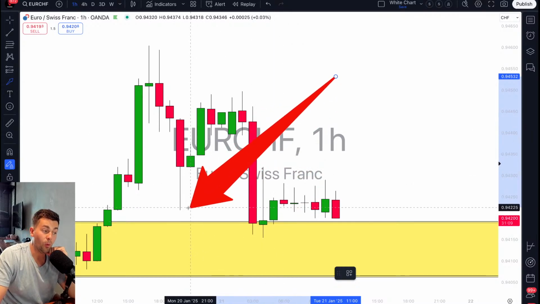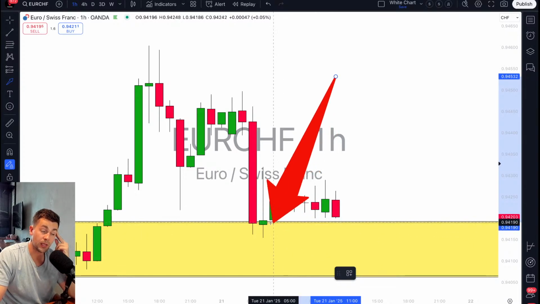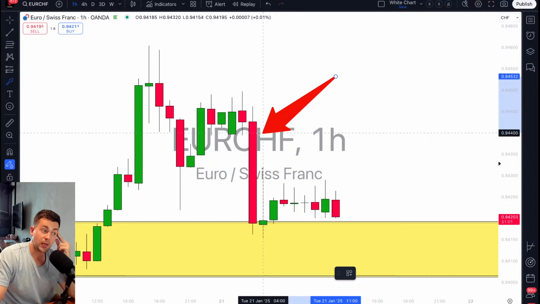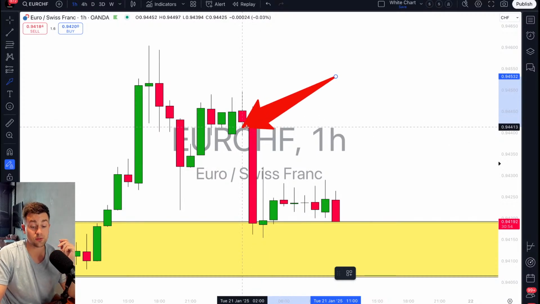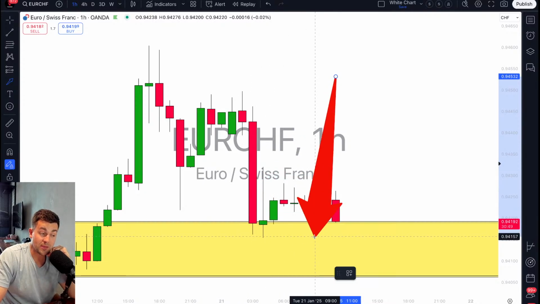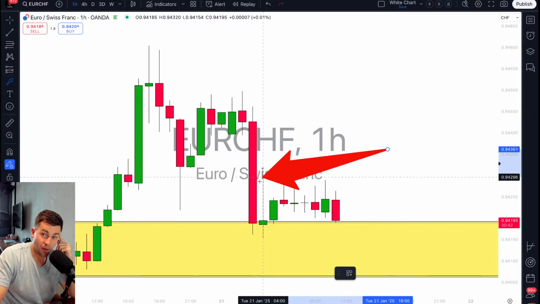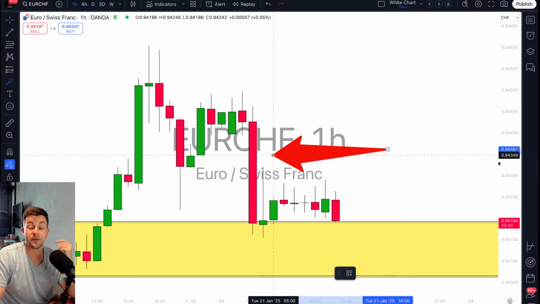And before the price tested our significant horizontal daily support, we formed a huge high momentum bearish candle. A huge bearish imbalance was formed right here. We saw a very strong bearish pressure. But once that support was reached, once the price approached that support, the excess of supply that we got right here, the strong selling pressure was completely absorbed by the buyers.